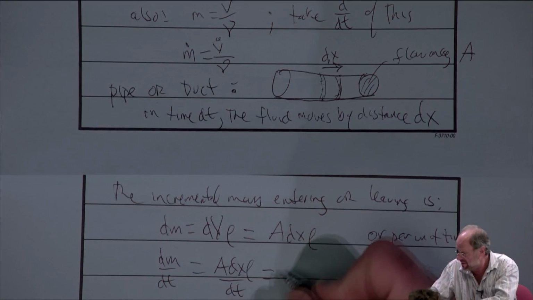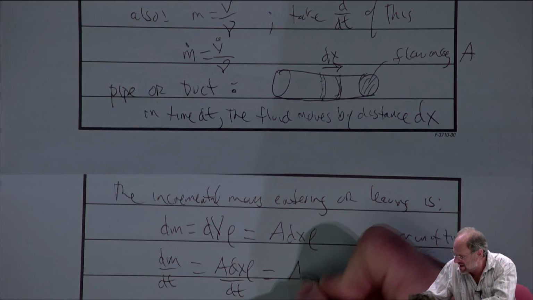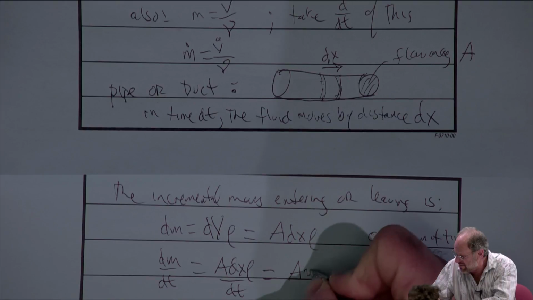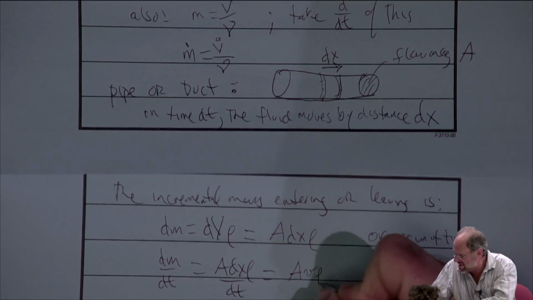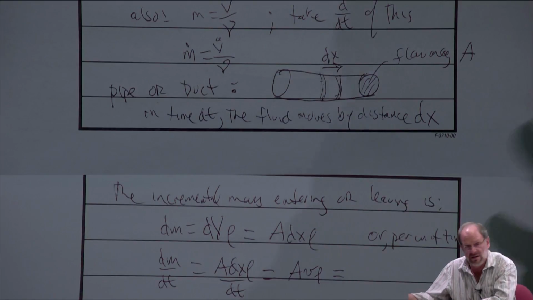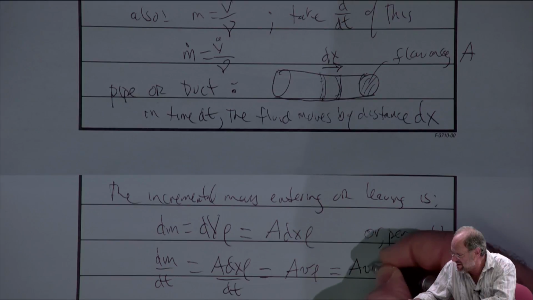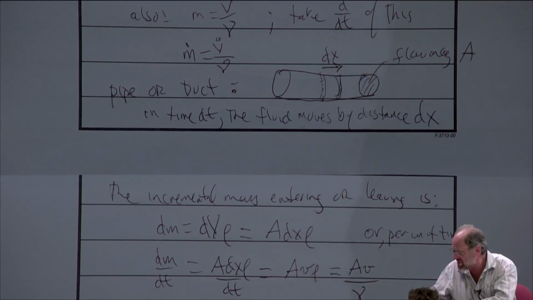Or, if you will, isn't dx dt the change in position with respect to time? Isn't that just what we call the velocity? So we'll just write this as area times velocity times density. Or, of course, we know that density is just the inverse of specific volume, so we'll just write it as area times velocity divided by specific volume.